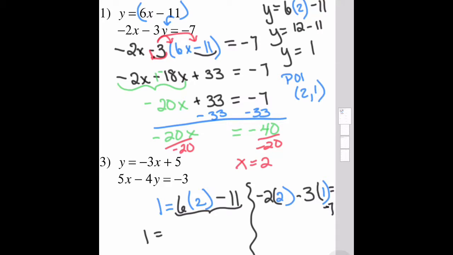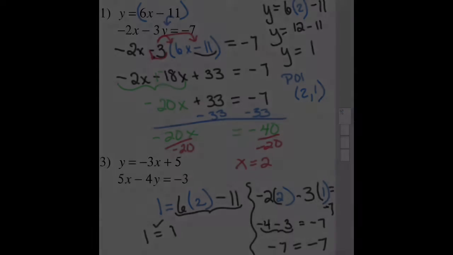So I have 1 equals, plug this into your calculator, 12 minus 11 is 1, it checks. This one would be negative 4 minus 3 equals negative 7. Plug this into your calculator. You get negative 7 equals negative 7. It checks. Number 2.